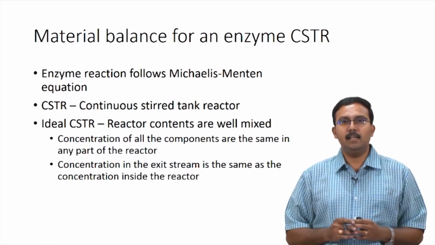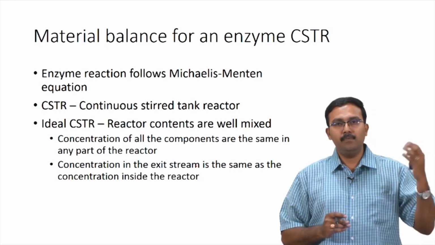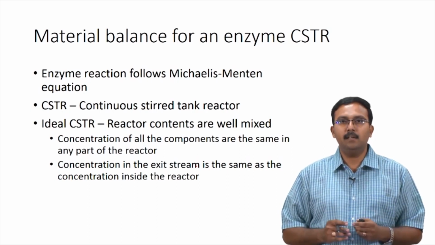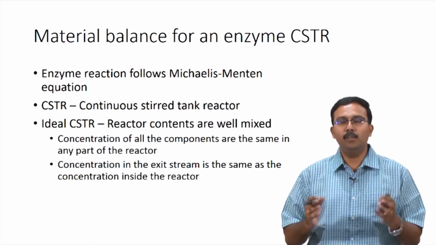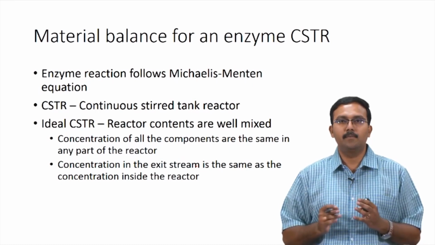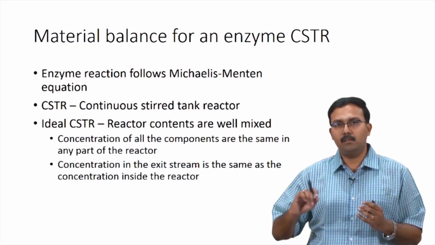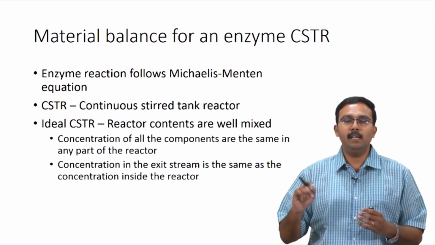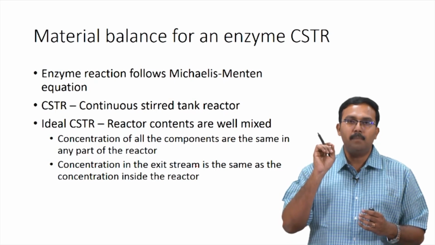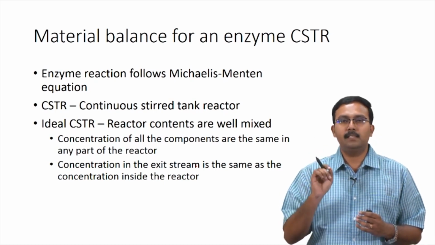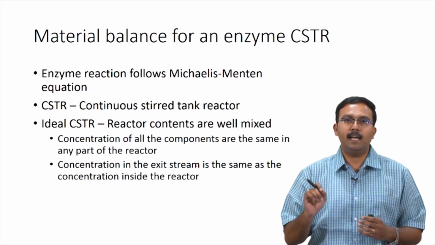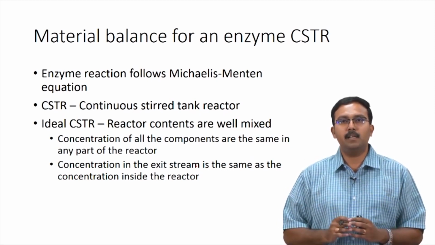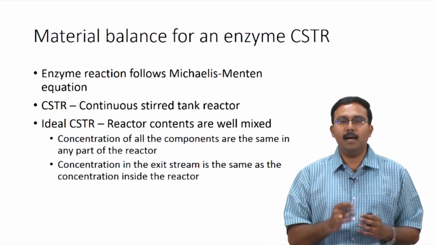So, under this ideal condition, any feed which comes in will get instantaneously mixed well inside the reactor, thereby you will have uniform concentration throughout the reactor. As you are taking it out in the exit stream, the concentration in the exit stream will be equal to the concentration which is present at the exact outlet point inside the reactor, which will be the same as the concentration all over the reactor, thereby giving you a uniform concentration in your exit stream and your reactor.